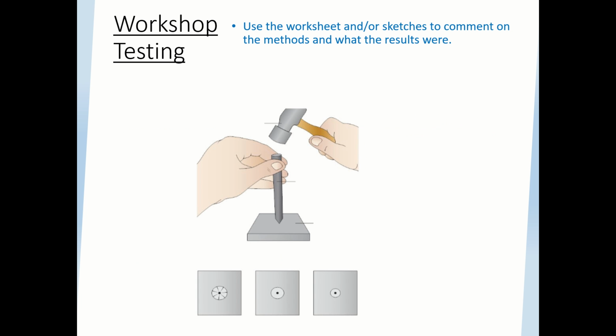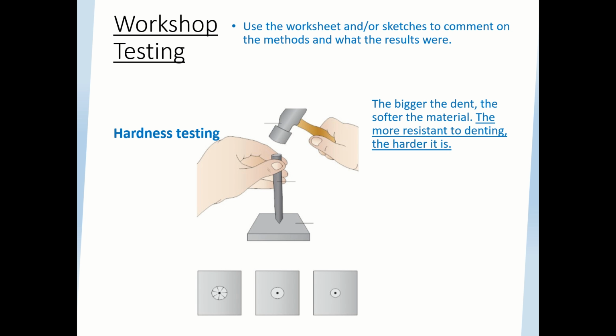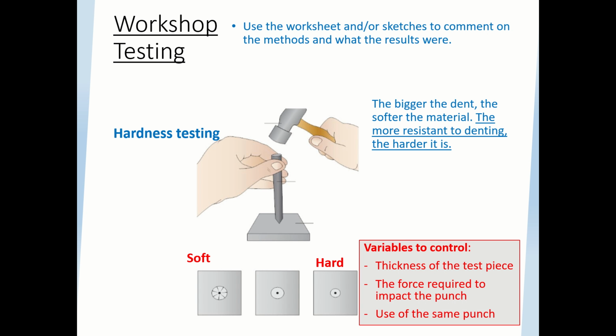If you wanted a hardness test, one thing you could do is get some sample pieces of material, a hammer and a punch, and just tap it into the surface. And the bigger the dent, the softer the material would be. If it's more resistant to denting, the harder the material would be. So here would be an example: a big dent, soft; a small dent would be a hard material. Again, the variables to control would be the thickness of the test piece, the force required to impact on the punch. You'd want every hit to be the same in terms of the force, and you'd have to use the same punch. Like if you had a sharper punch compared to a blunt one, you might get slightly different results. So that's hardness testing, just with a hammer and a punch.